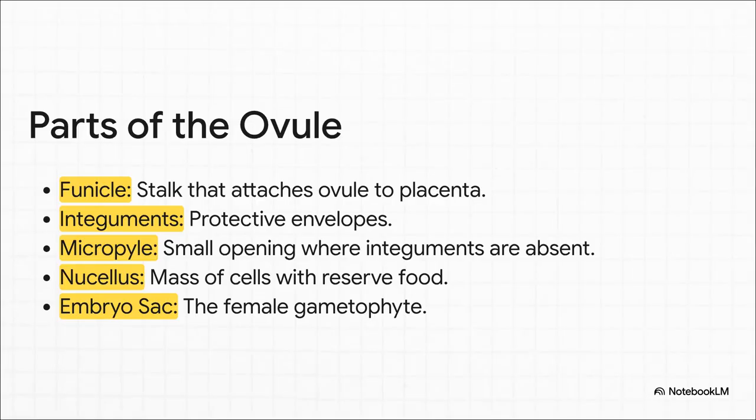Okay, let's break down the ovule itself. It's also known as the megasporangium. A good way to think of it is like a tiny protected fortress. It's attached to the ovary by a little stalk called the funicle. The main body of the fortress is surrounded by protective layers called integuments. Now, these walls don't seal up completely. They leave a tiny little opening, a gateway, called the micropyle, and this is where the pollen tube will eventually enter. Inside all these protective layers, you have the nucellus, which is a mass of tissue packed with food reserves. And right in the very center, at the heart of it all, is the main event, the embryo sac. This is the female gametophyte.